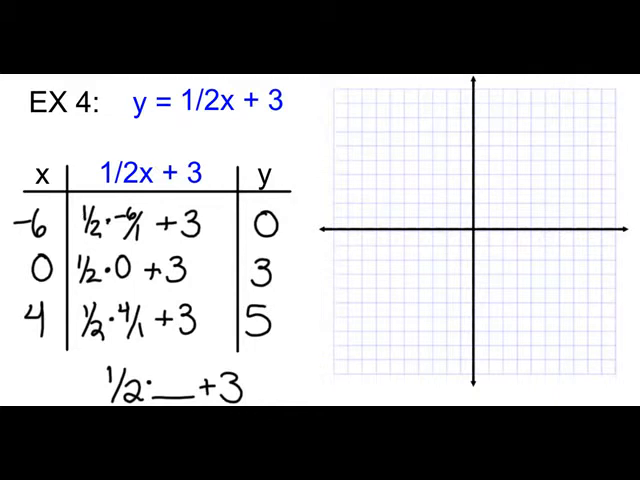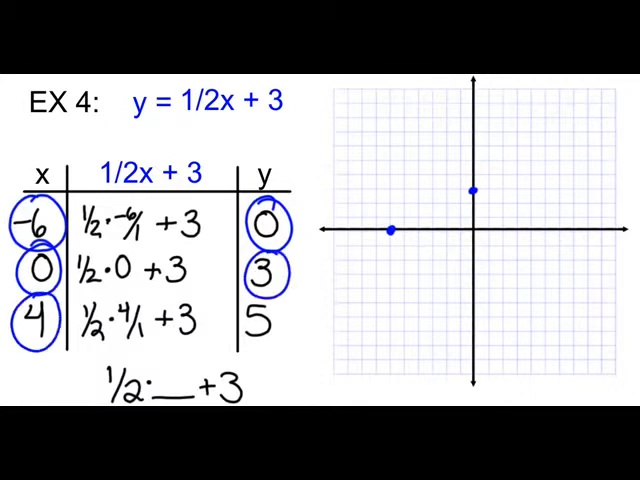I come over to my table. The first point I'm going to plot is -6, 0. So I go left 6, 0. Then I go 0, 3, because the second ordered pair is 0, 3. And my third ordered pair is going to be 4, 5. So I'm going to go right 4, up 5. 1, 2, 3, 4, 5.